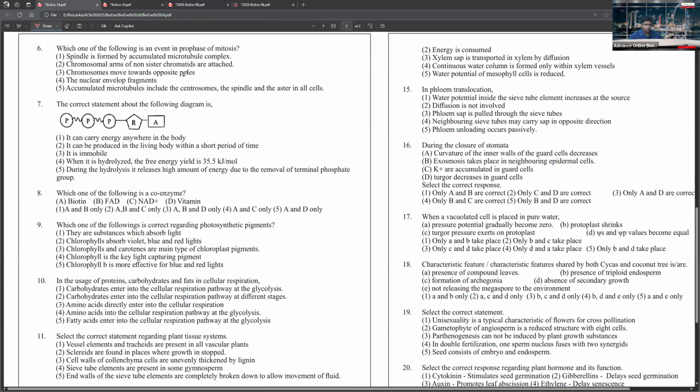Right, moving to question number 6. Can you answer question number 6, people? 6 to 11, can you mark?